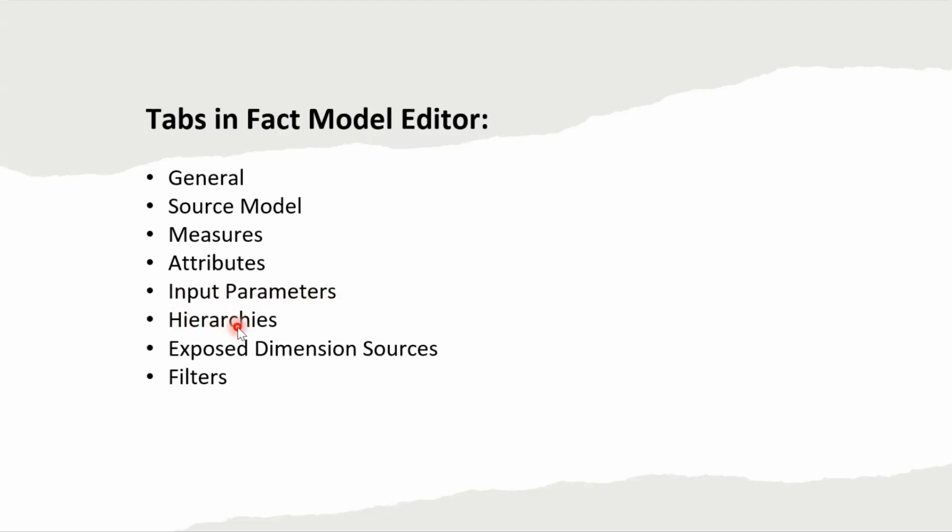Then we have hierarchies. Hierarchies are normal cases where we have hierarchical representation of our data. Then we have exposed dimension sources. This one I will try to explain because this is a bit important. And then we have the filter. Filter is nothing but if you want to contain only specific data.